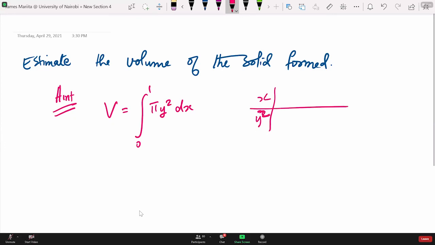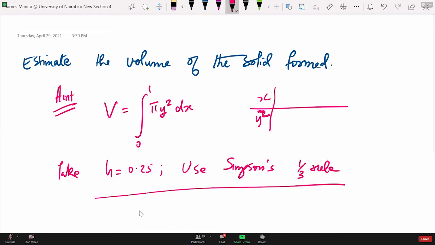Then take h to be, for this case, 0.25. Then use Simpson's 1/3 rule. I expect you to get something like 2.8192 cubic units.